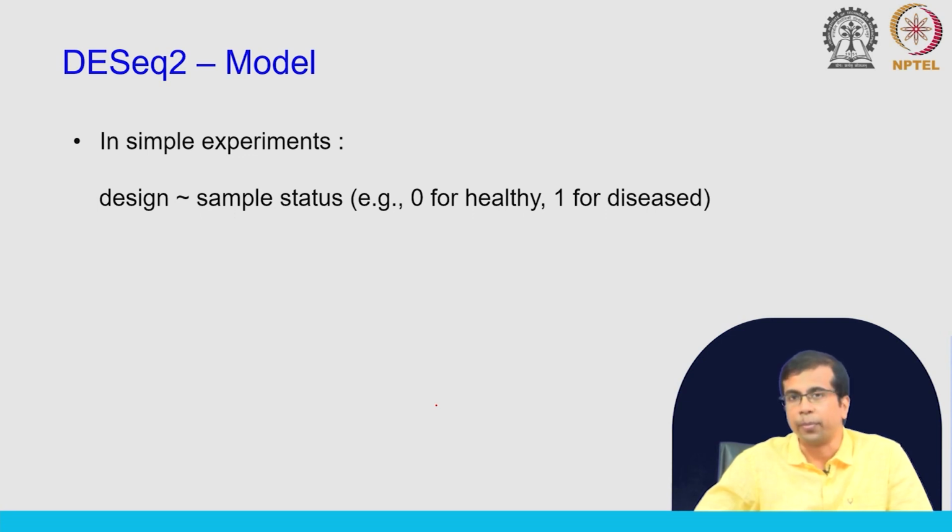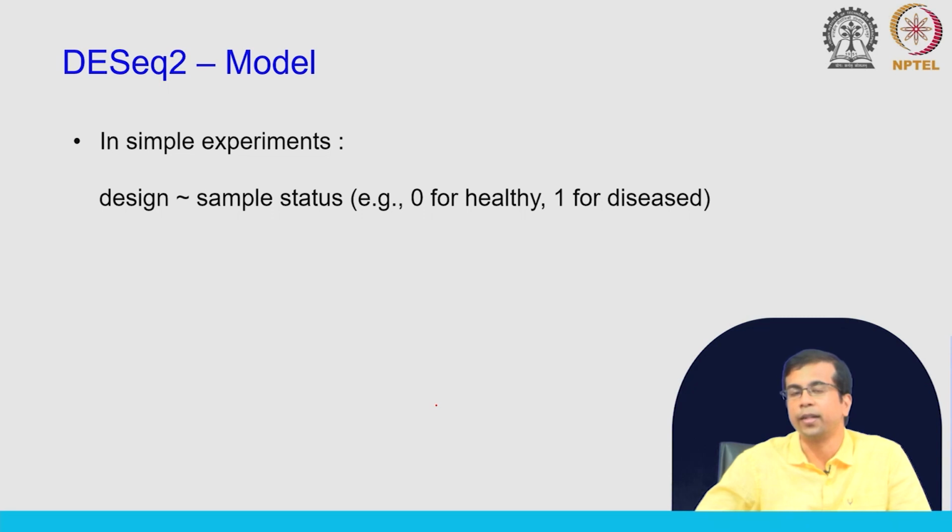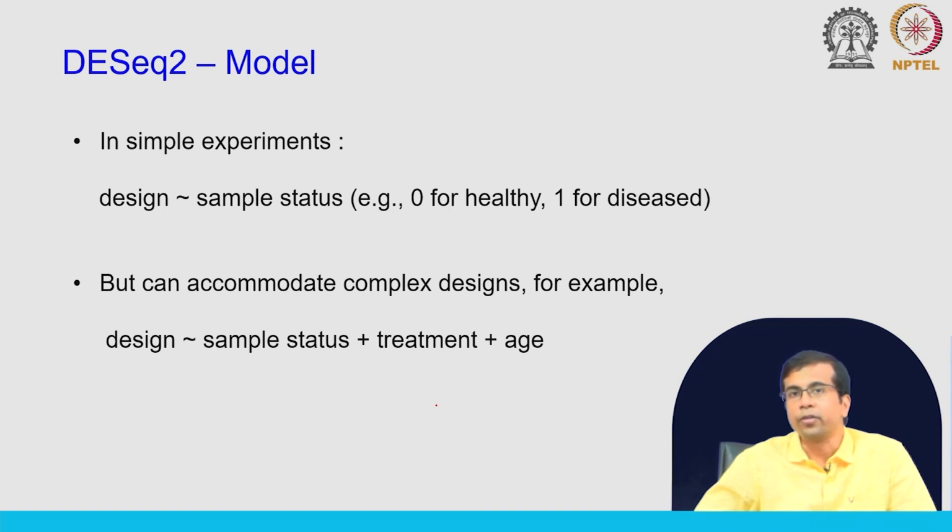In simple experiments, this design matrix is usually the sample status, and you can say this is 0 for healthy and 1 for diseased. Okay. You can also accommodate more complex designs, because this is a generalized linear model. You can have multiple factors, not just healthy and disease.